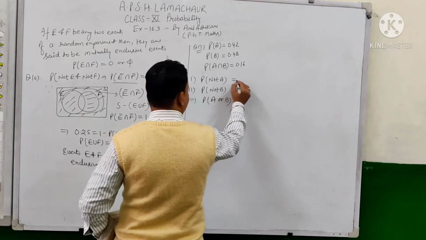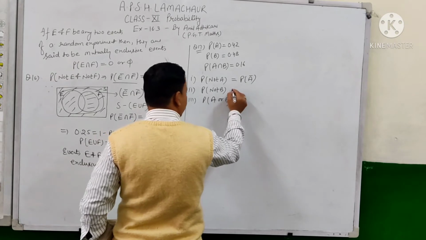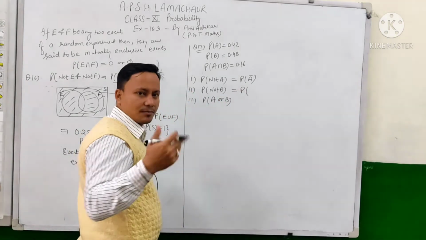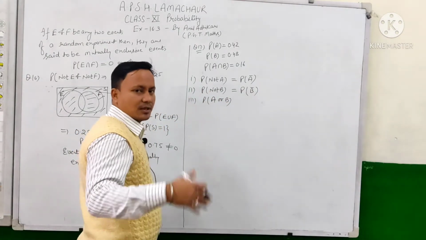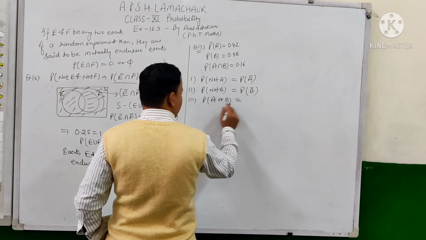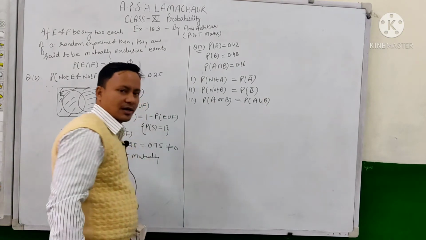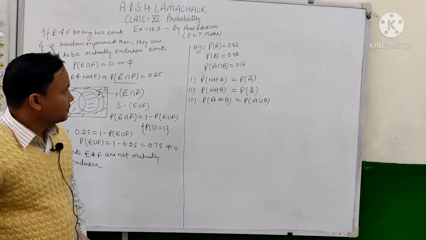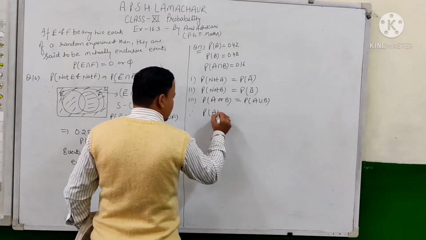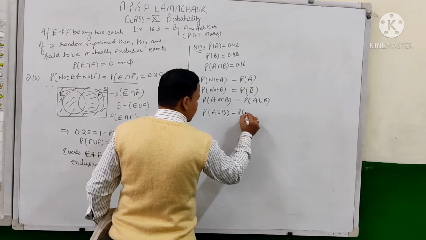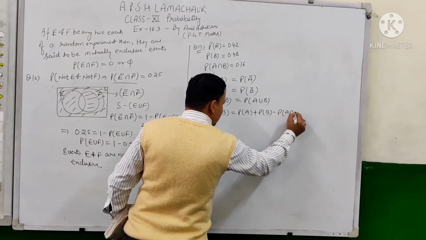The probability of not A means the probability of the supplementary event of A. The probability of not B means the probability of the supplementary event of B, meaning we subtract event B from the sample space. And the probability of A or B means A union B. So we have to find these three amounts from the given information. Very first, we know that the probability of A union B is equal to the probability of A plus the probability of B minus the probability of A intersection B.